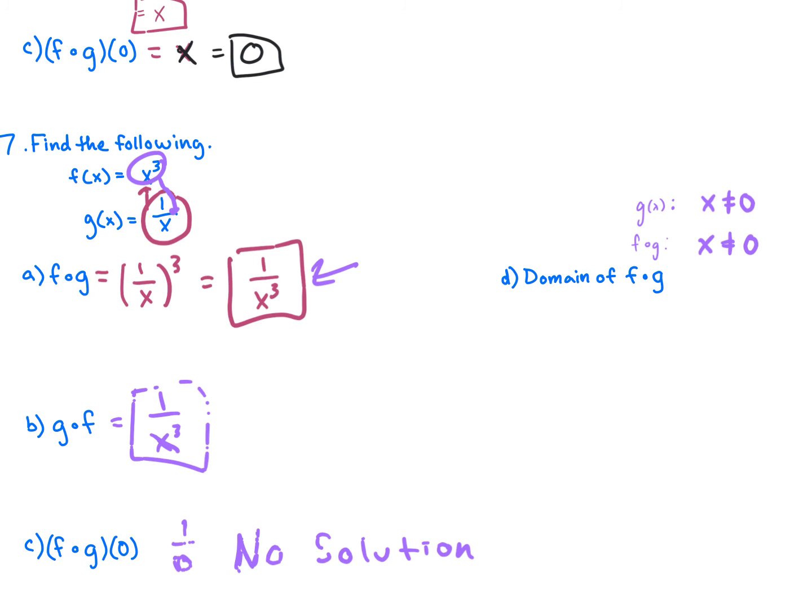So what do you think my domain of f of g of x is? Parentheses 0, comma infinity. Anything else? That's all the positive numbers. Negative infinity to 0, and then 0 to infinity. So this is one where you would need a union.